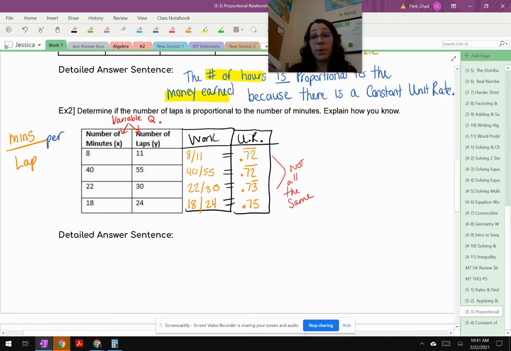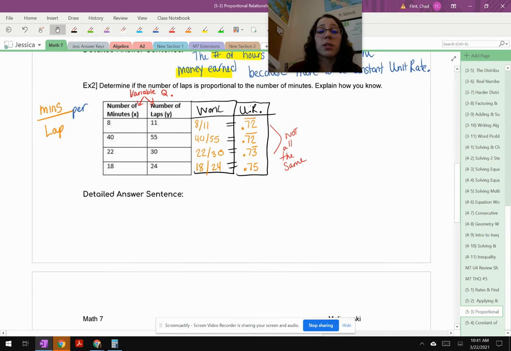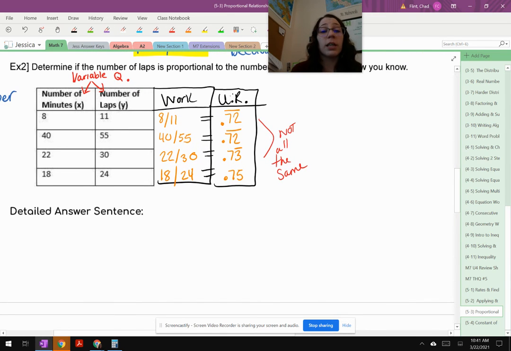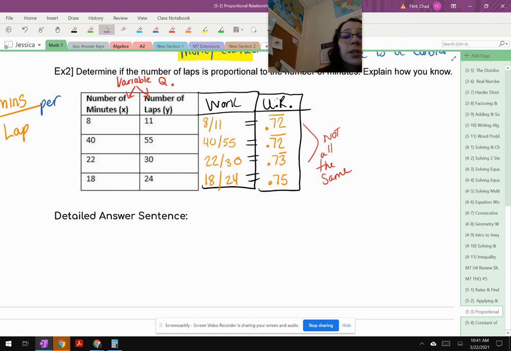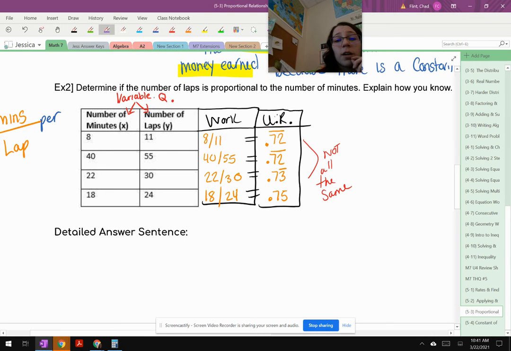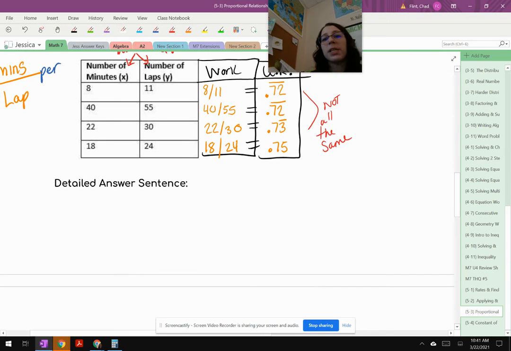So that's going to help us make our detailed answer sentence. Because they're not all equal, we're coming to the opposite conclusion that we came to in the first one. And this one's nice because it kind of works out your answer sentence for you in the beginning. The number of laps is or is not proportional to the number of minutes because why?